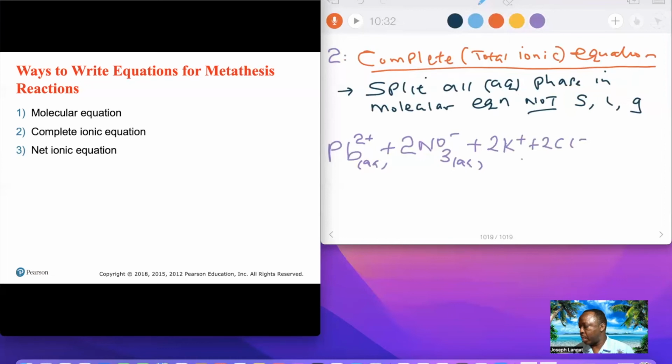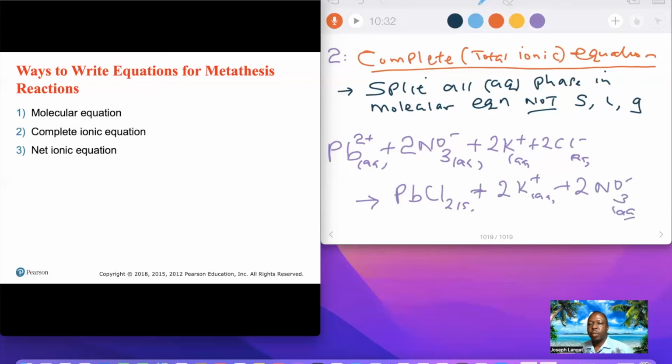And please include the physical state. This was aqueous. We leave alone the solid, so this is going to be just PbCl2 solid plus 2K positive aqueous plus 2NO3 negative, and this is aqueous. So I've split the what? I've split the aqueous into cations.